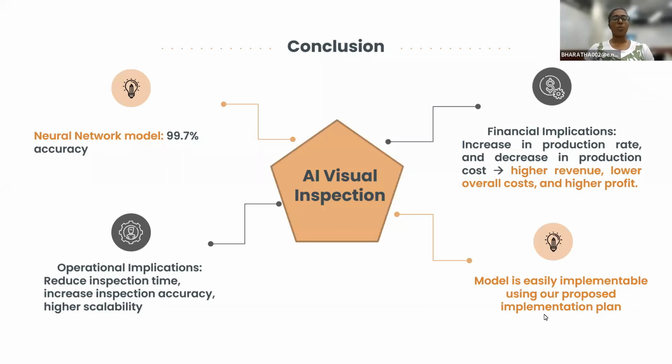In conclusion, we have successfully developed a neural network model to perform quality control of casting products with 99.7% accuracy. This has operational implications such as reduction in inspection time, increase in inspection accuracy, and higher scalability. Furthermore, financial implications include increase in production rate and decrease in production costs, which lead to higher revenue, lower overall costs, and higher profit. Furthermore, the model is easily implementable using our proposed implementation plan.